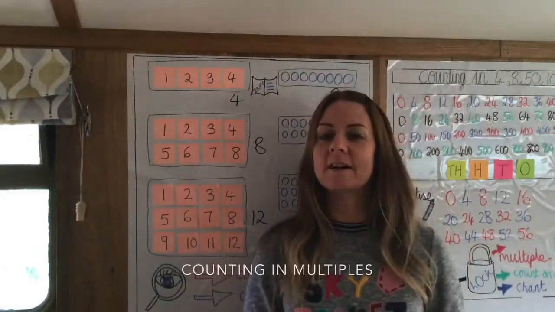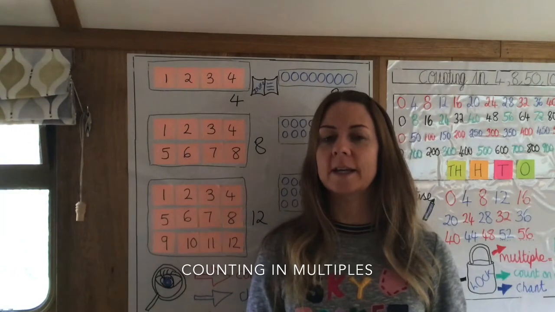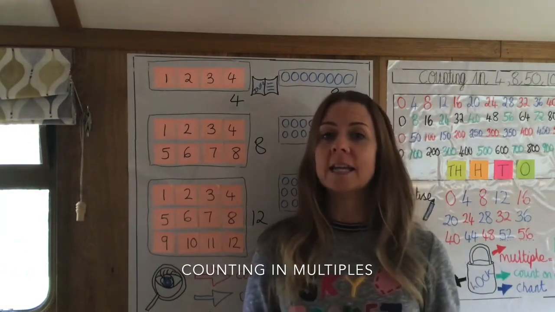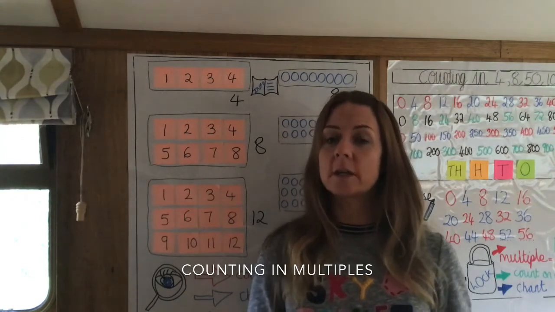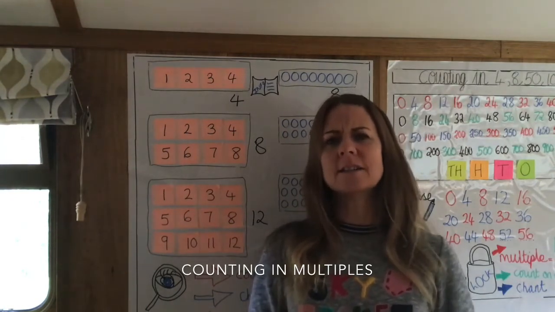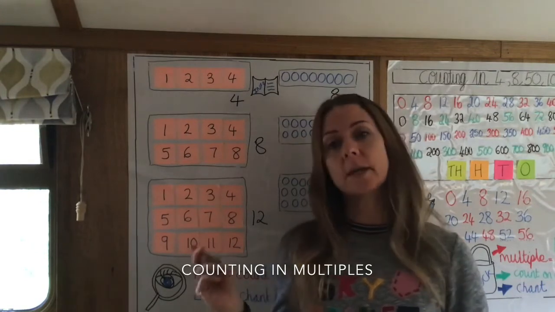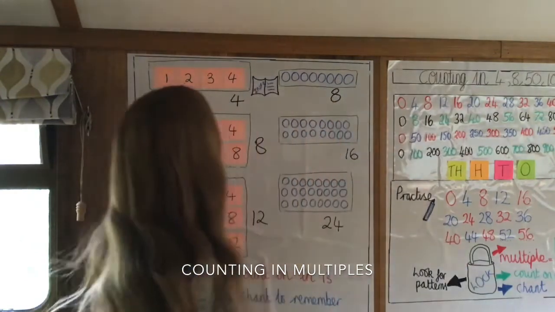So today we are going to learn from the national curriculum the Year 3 expectation of counting in groups of 4, 8, 50 and 100. But before we do that, we need to understand what a multiple is and what a multiple looks like. So I've drawn in my information box a diagram to help you.